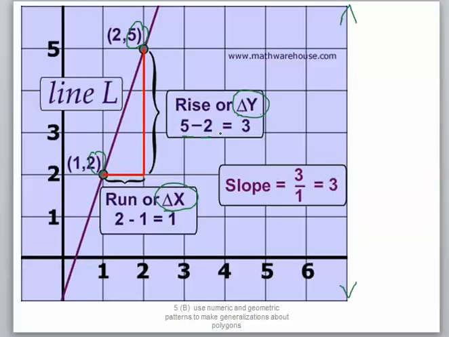So 5 minus 2 is 3. Okay, I got that. And then I've got x values here. And my x values are 2 and 1. So 2 minus 1 is 1. Okay, so I've got 3 divided by 1. My slope would be 3 divided by 1, or 3. And it's a positive number because it's going up on the right. So it's exactly what I thought it was going to be. Okay? Or at least in the range that I thought it was going to be at.